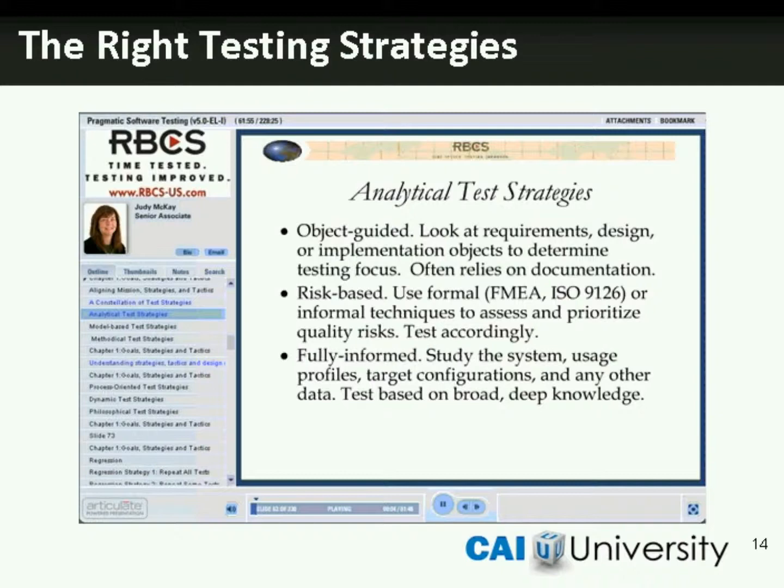strategies that are out there, from analytical strategies to dynamic types of reactive strategies, and regression testing strategies, and methodical testing strategies, and so forth. So people really get a sense of, okay, these are my different options, and here's how I would pick them.